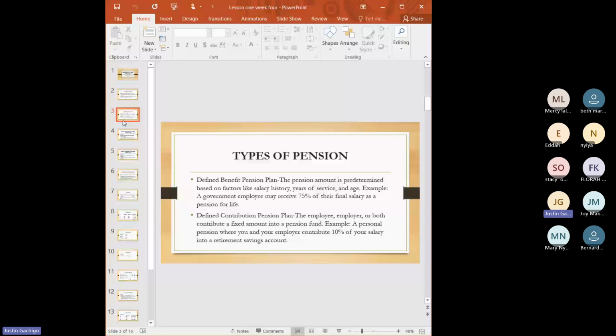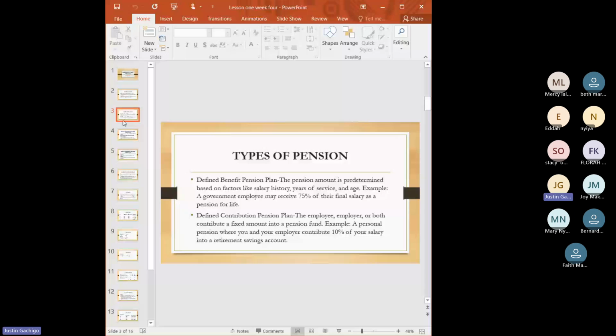Then we have the defined contribution pension plan, which is very common now to the rest of the citizens. These are mostly applicable to the common citizen, where both the employer and the employee contribute a certain amount to the pension fund. But in some cases, you can find that the employer is the one who is contributing. So the employer contributes maybe 5% of your basic salary, and in some other cases, you as the employee contribute 5%, the employer contributes 5%, or even more of the basic salary toward the pension plan.